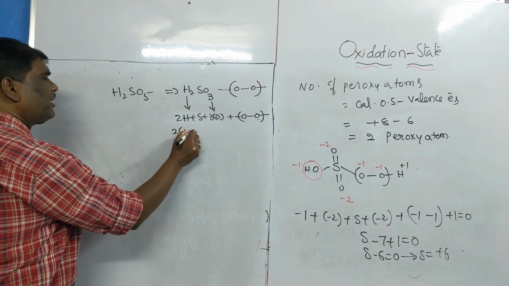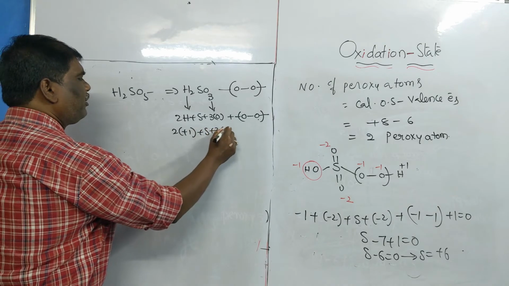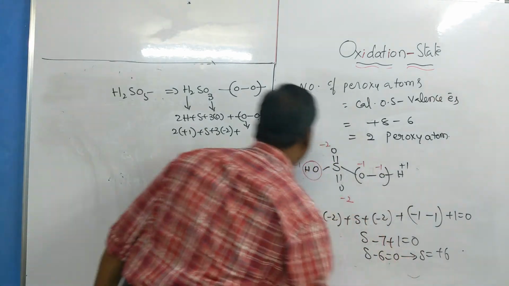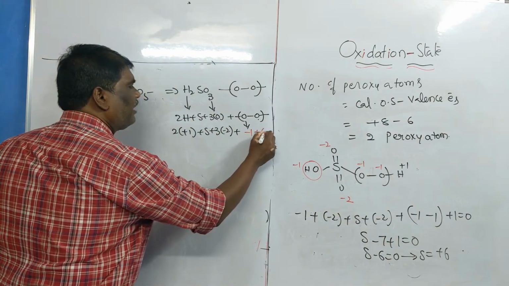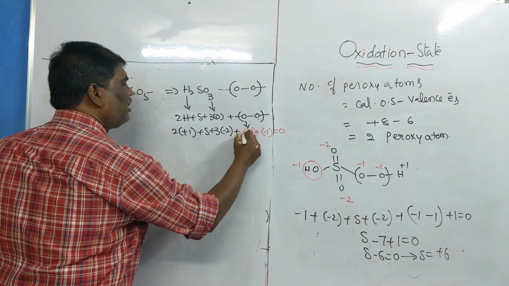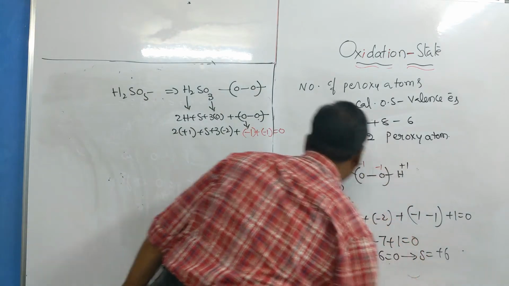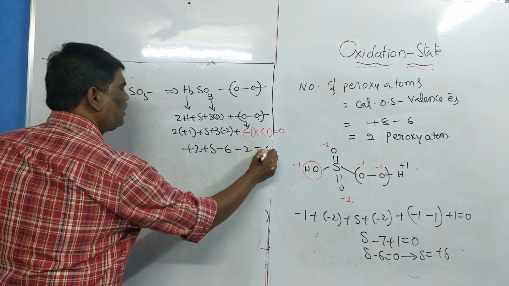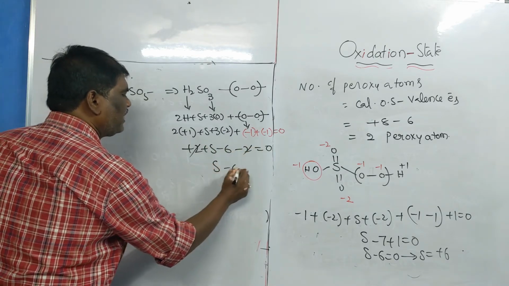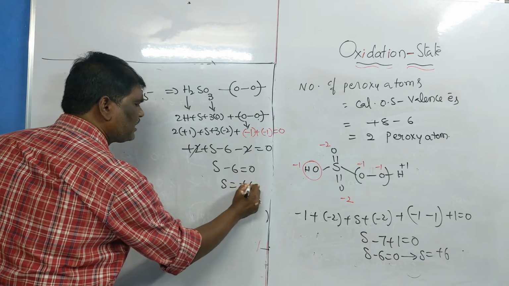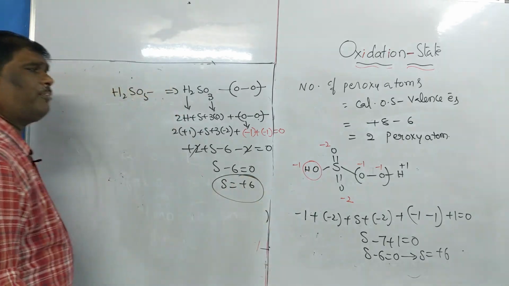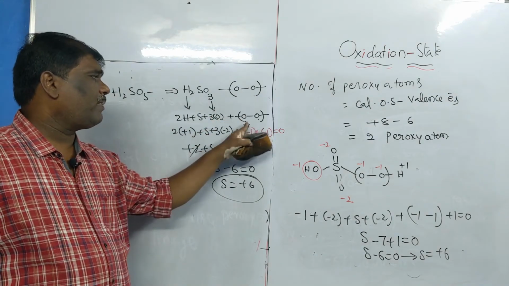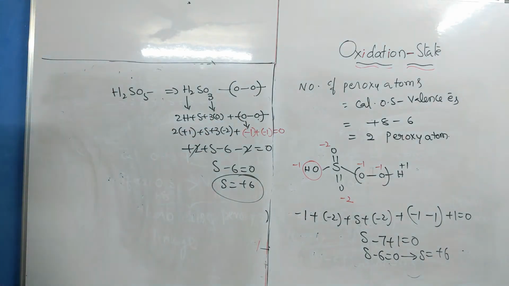Now 2 into plus 1 plus sulfur plus 3 into minus 2. But in peroxy what do we take? For peroxy atoms we take minus 1 and minus 1. The total is equal to 0. Now on calculation we get plus 2 plus sulfur minus 6 minus 2 equal to 0. On cancellation, S minus 6 equal to 0. I am getting plus 6. There is no need to learn the geometry. You take like this one. The oxygens are separated and those are given minus 1 each. Thus the oxidation state is estimated.